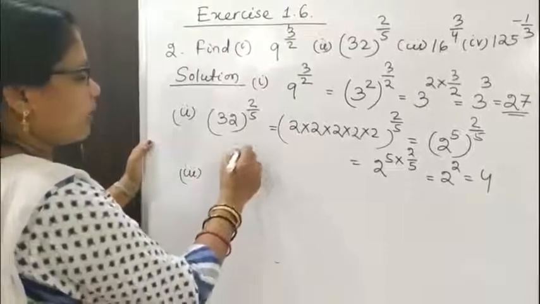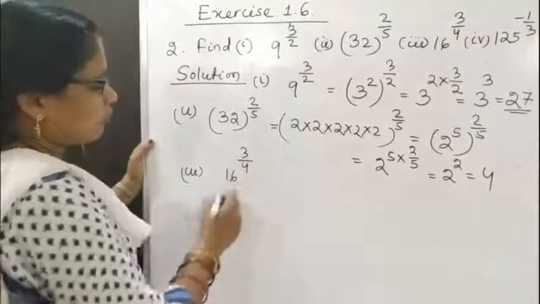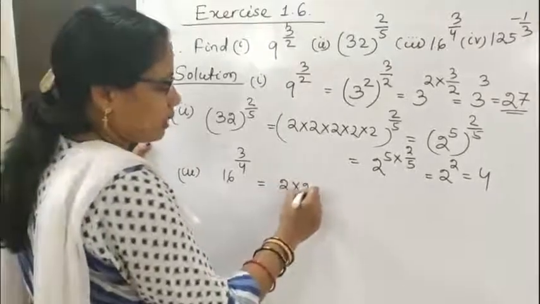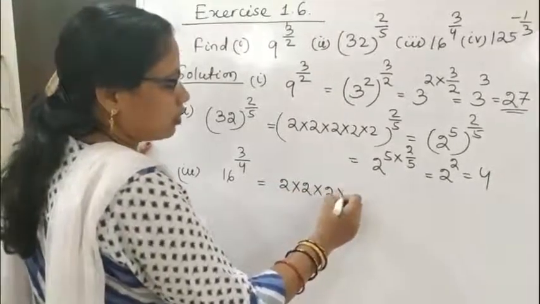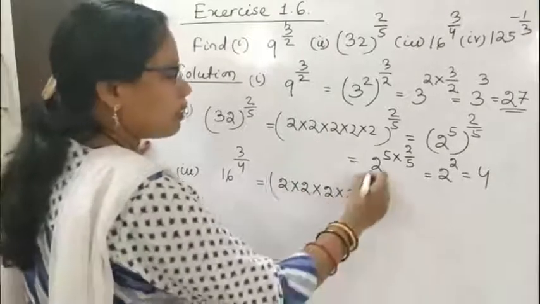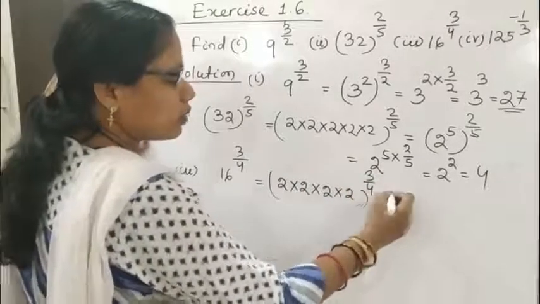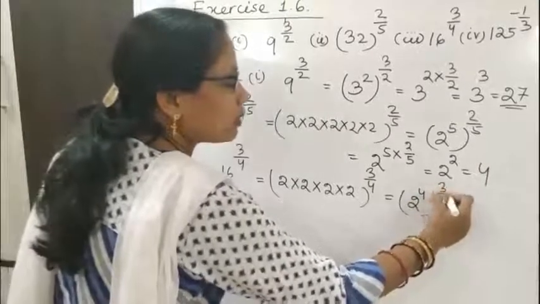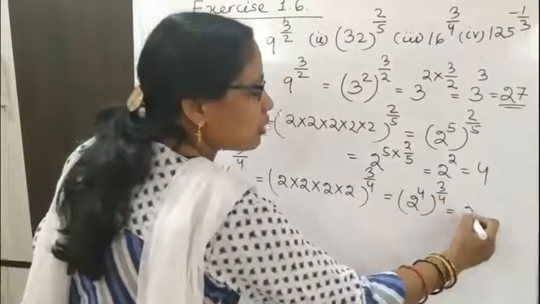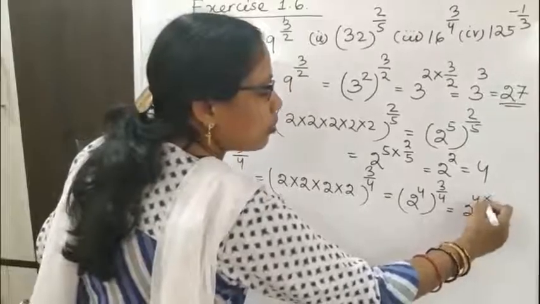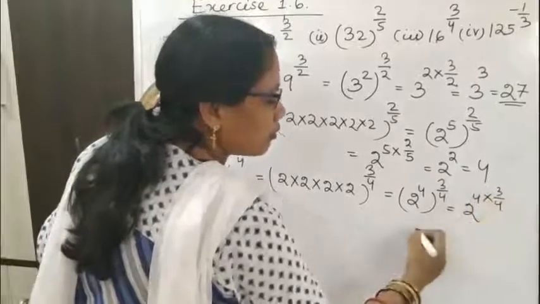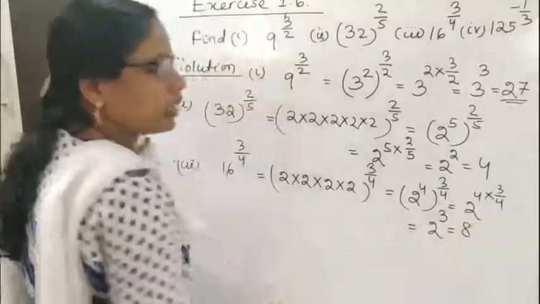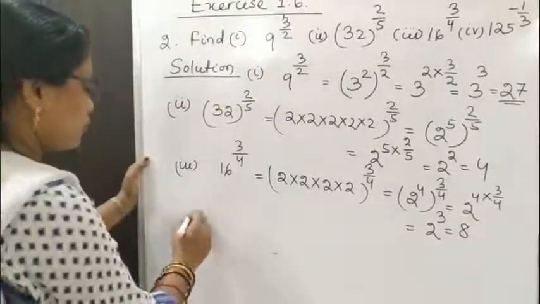Then third one, 16 to the power 3 by 4. So 16 can be factorized as 2 multiplied with 2 multiplied with 2 multiplied with 2, to the power 3 by 4. Or this can be written as 2 to the power 4, whole to the power 3 by 4. So this is equal to 2 to the power 4 multiplied with 3 by 4. So this is equal to 2 to the power 3. So this is 8.